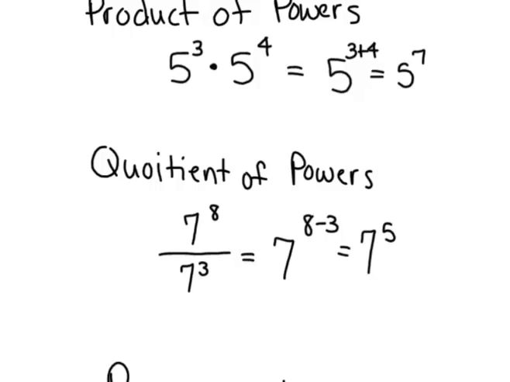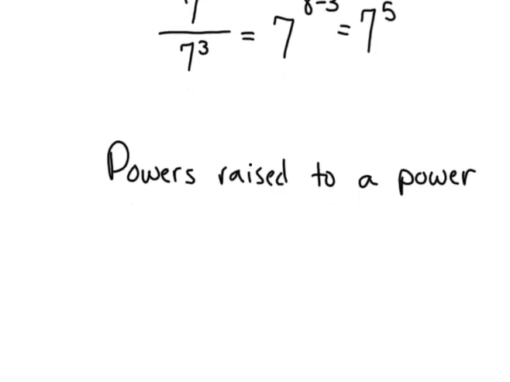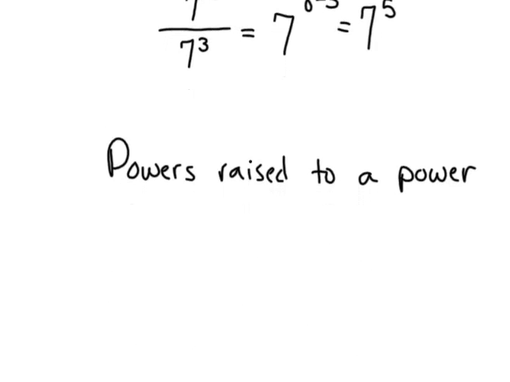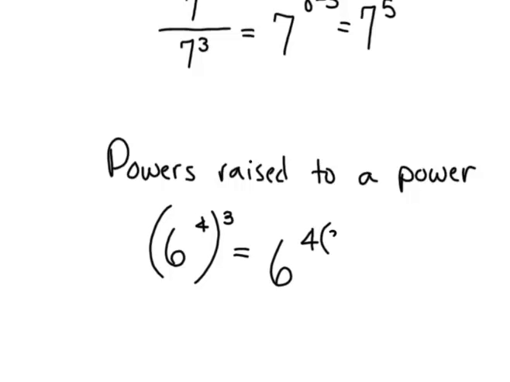Okay? And then the last one that we're going to talk about is a power raised to a power. So, for example, if I have 6 to the 4th power raised to the 3rd power, that is essentially the same thing as 6 to the 4th times 3, which equals 6 to the 12th power. Okay? So those are basically the three main properties of exponents or powers that we use in geometry.